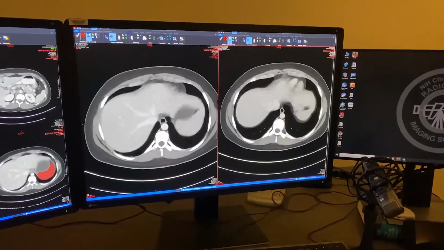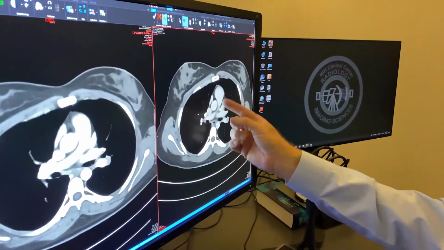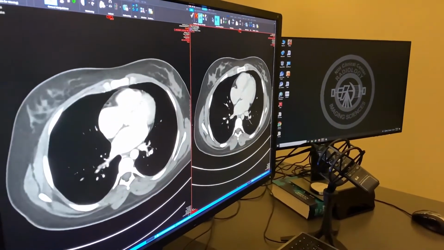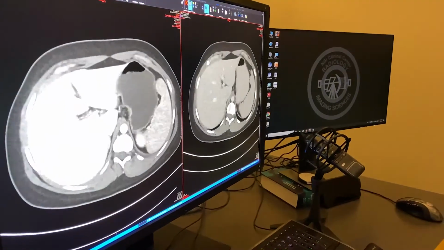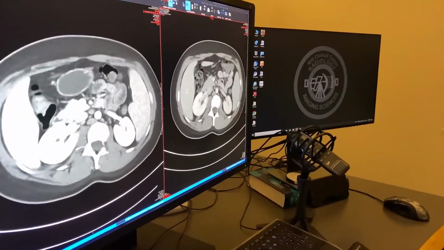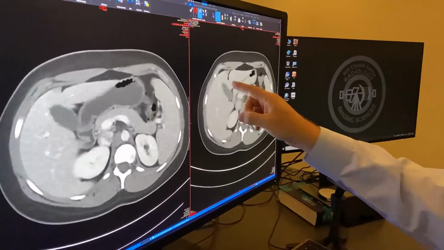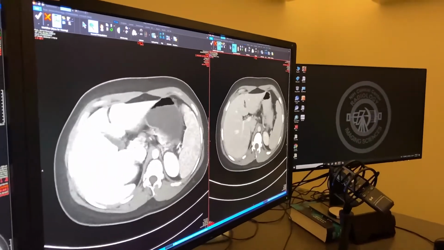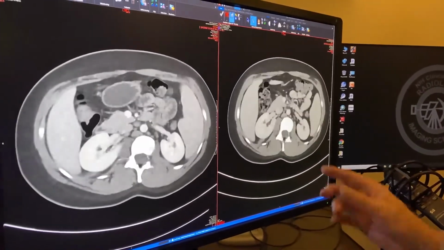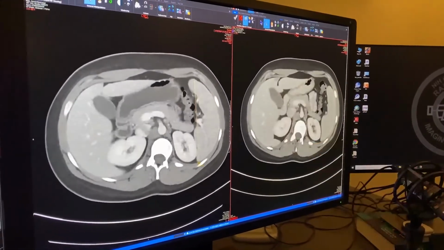Then coming down through the heart, aorta, and the pulmonary arteries here, we've already looked at. Then continuing inferiorly, we've got the diaphragm, then now into the liver. So I start with liver, go through the entire liver carefully. There's a little bit of fat sparing, or a little bit of fatty infiltration here that's common near the falciform ligament, which is right here, divides left and right lobes of the liver.